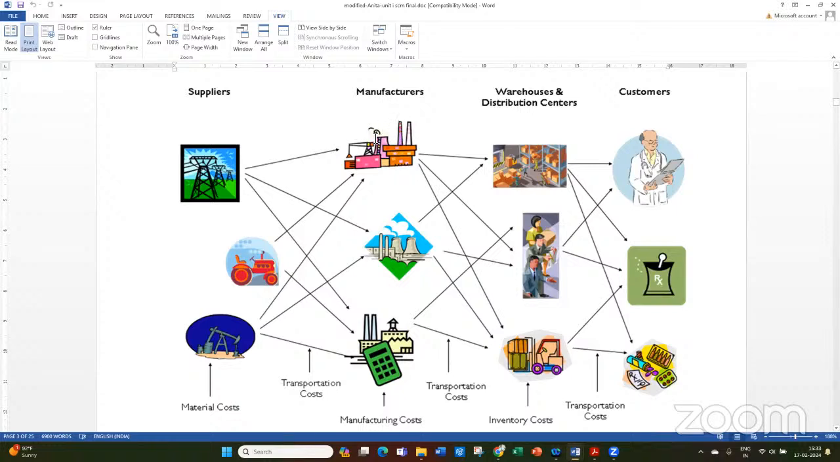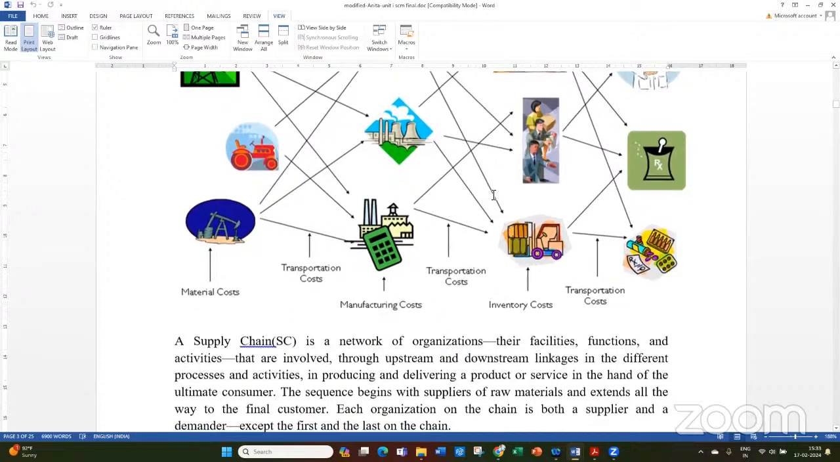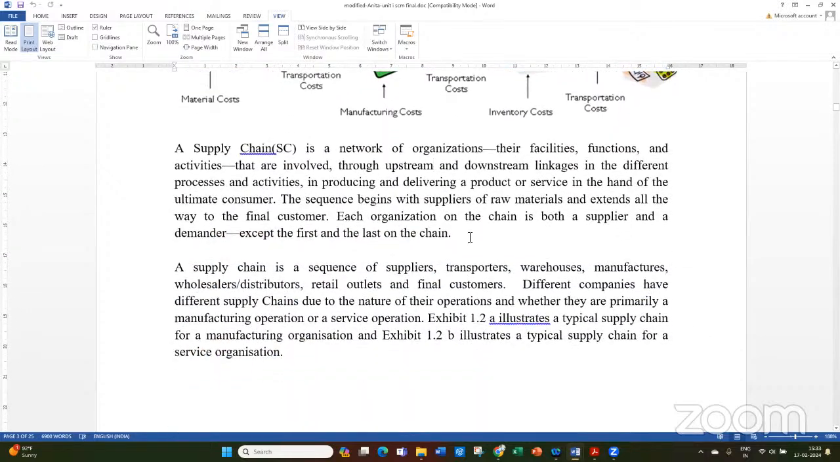Once the finished goods are ready, you have to transport them to warehouses for storing products. This transportation is called outbound logistics, or you can say downstream. Downstream is towards customers, upstream is towards suppliers.